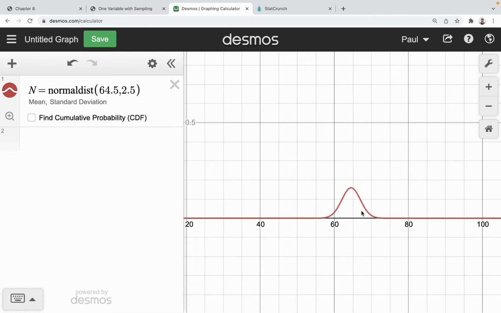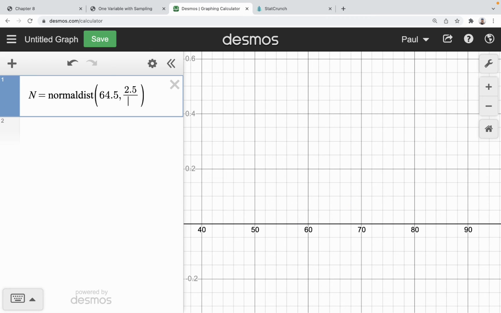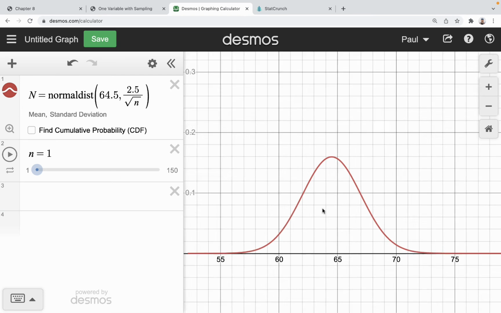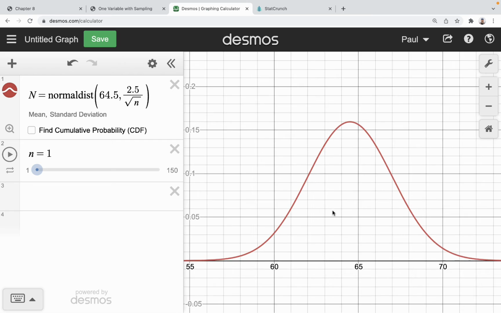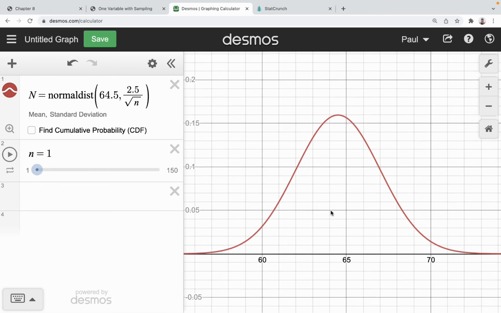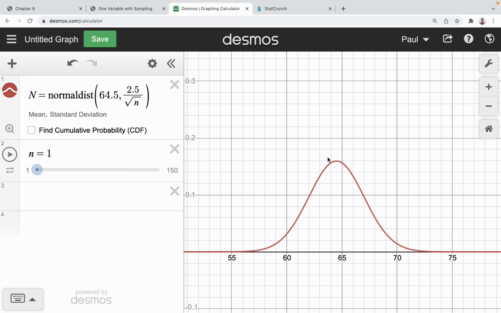Here's a little more interactive look at that. So that's our same bell curve. I'm going to put in this divided by square root of n and use a slider there. So if we started at 1, that would be like looking at individual heights. And again, we're just looking at height of human females, because male and female have different averages and standard deviations. So we have that 64.5 mean, standard deviation of 2.5. So this would be the distribution for individual heights.